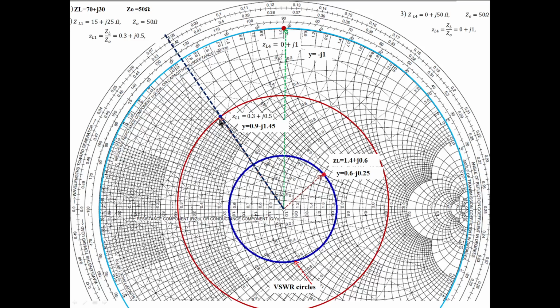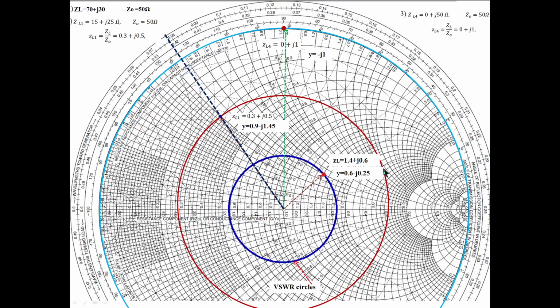So that is the load, and this is the VSWR circle. Now you move like this. Moving like this is nothing but moving over a transmission line. This is the load now, and moving over this line means moving over a transmission line. We moved like this.